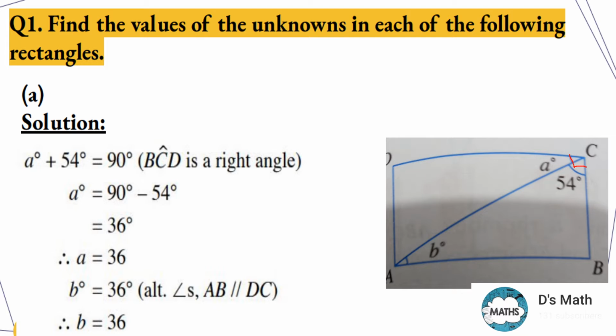Okay, we have to find the unknowns, and here we have two unknowns. The first one is A and the second unknown is B. We have to find both the values. If we want to find the value of A, we know that this edge C angle is a total of 90 degrees. That means if we add A degrees with 54 degrees, we have the total answer 90. This is very clear because in the case of a rectangle, angle BCD is a right angle. Right angle means the angle is of 90 degrees.